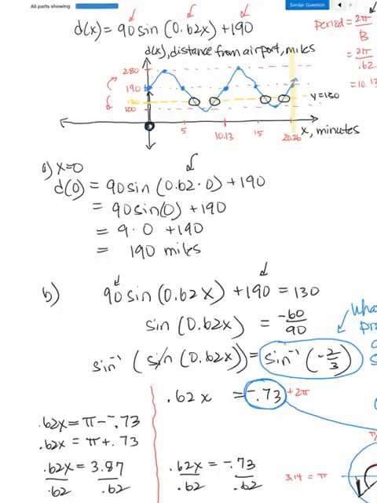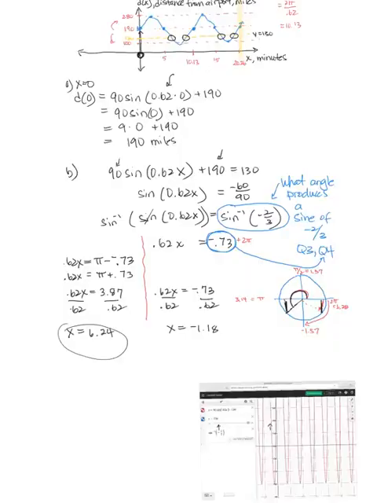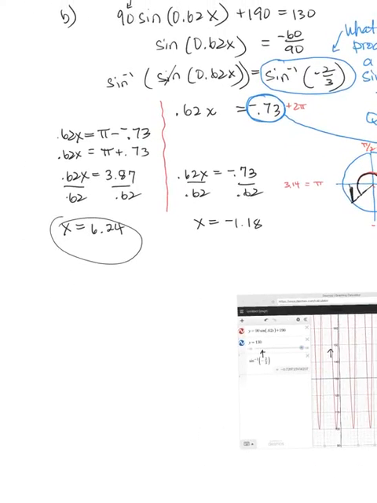We saw in the graph that we did that the period of this function, what did we say it was? The period was 10.13. So what I know is that 6.24 is an answer, but if I add 10.13 to this, I can get another answer. And if I add 10.13 to this one, I can also get another answer. So what is 6.24 plus 10.13?